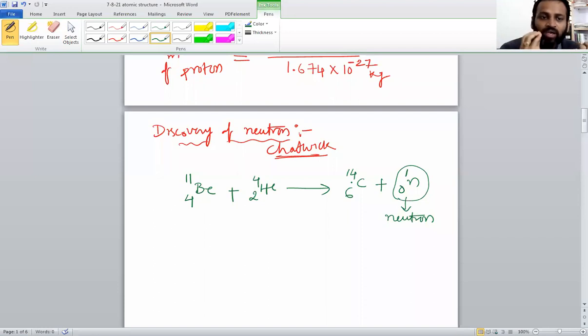Means these neutrons are not moving towards the external anode. These neutrons are not moving towards the external cathode. We can say these are neutral. Correct or not, sir? Suppose I'll give you one example.